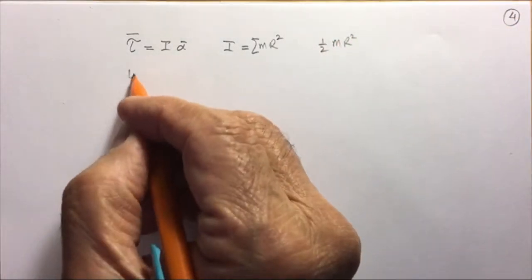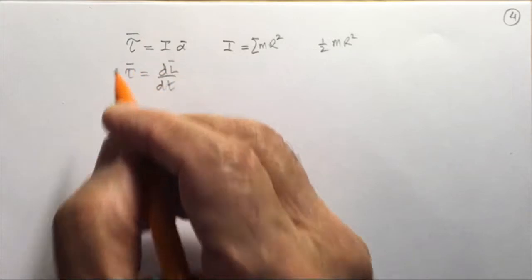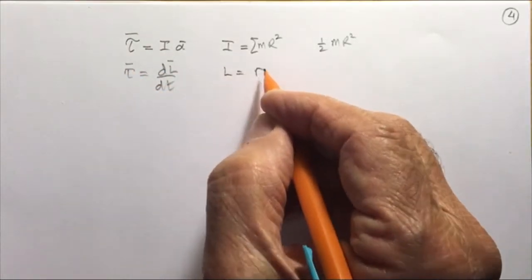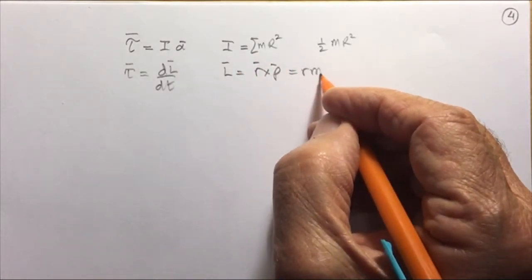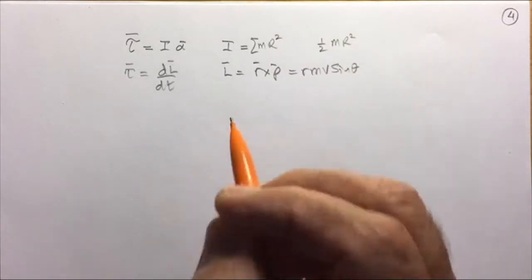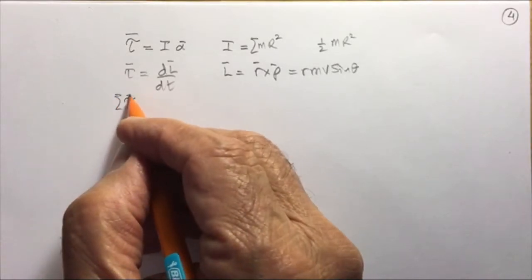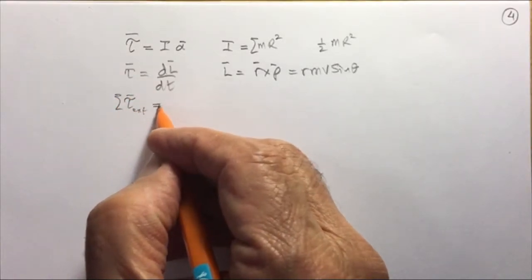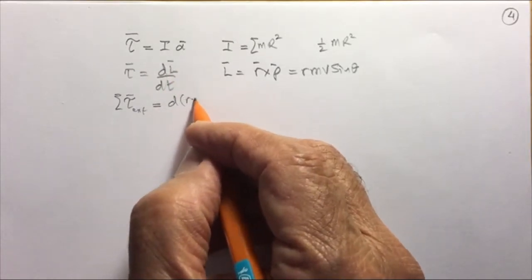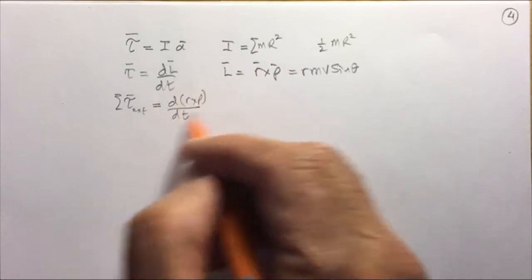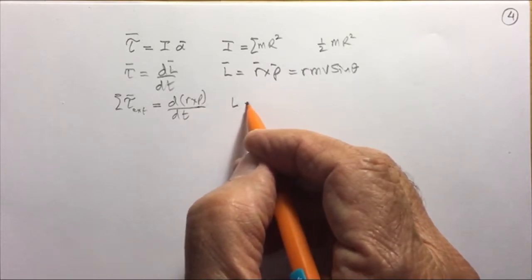And then we have the torque equals dL over dt, the rate of change of angular momentum, and the angular momentum is r cross p, or that was r mv sine theta. And lastly, for the sum of the external torques being equal to 0, that would be dL, L being r cross p, over dt. Then if this is 0, this is also 0, which means that L is constant.